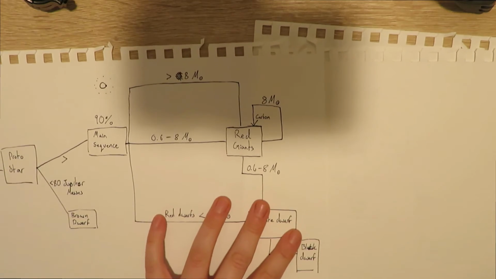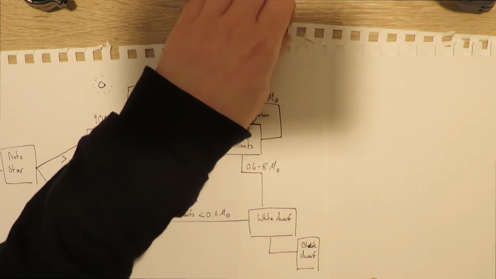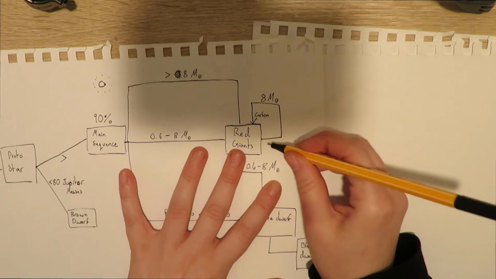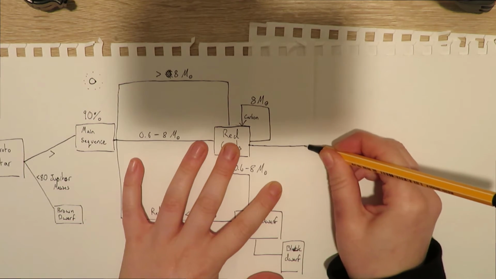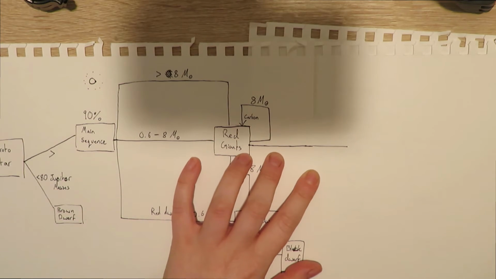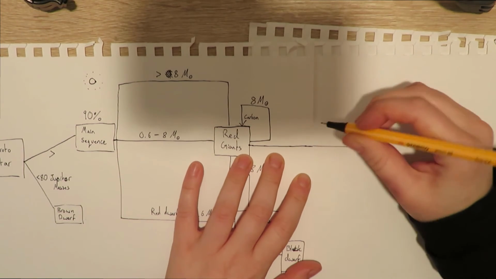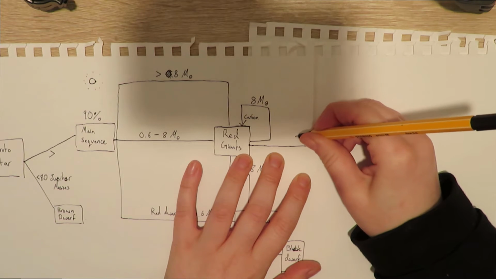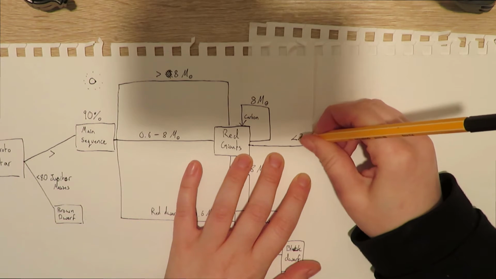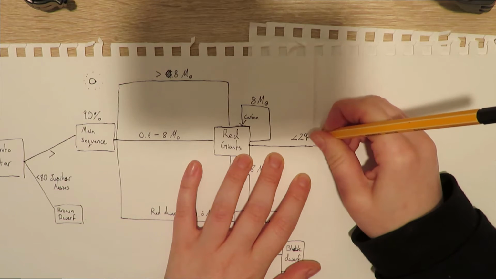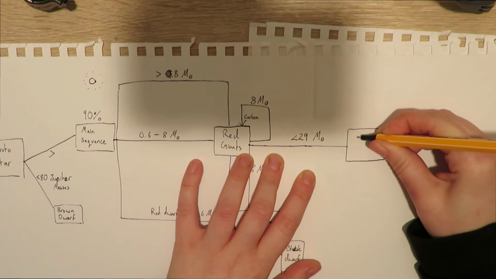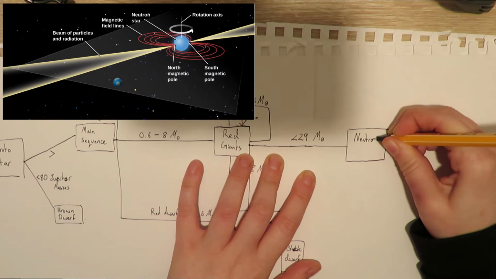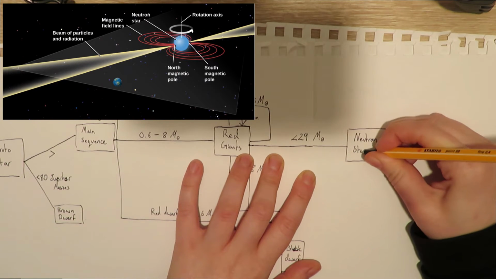Lo and behold, at this point, it does not become a white dwarf. It goes off and does something different. So our first option, and we can pretend this is one long piece of paper, is less than 29 solar masses. And at this point we get a neutron star.